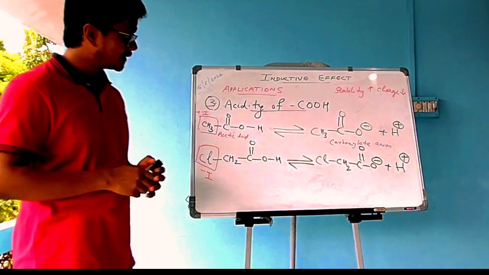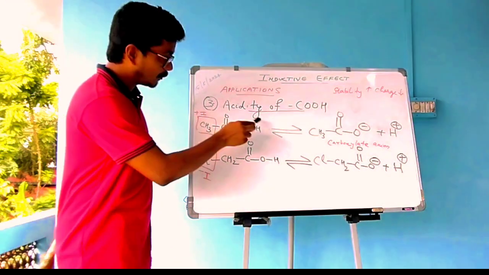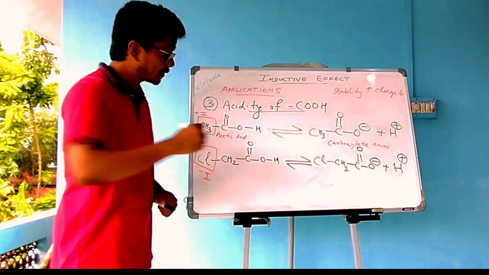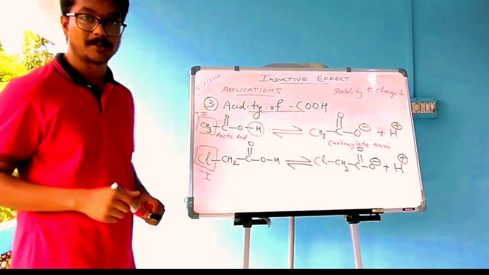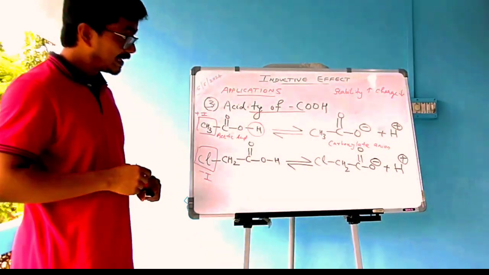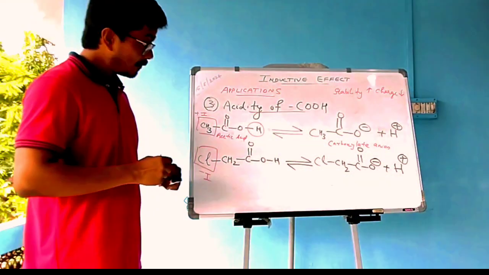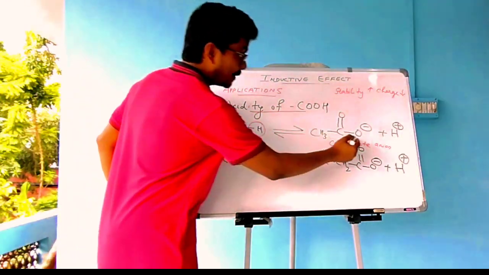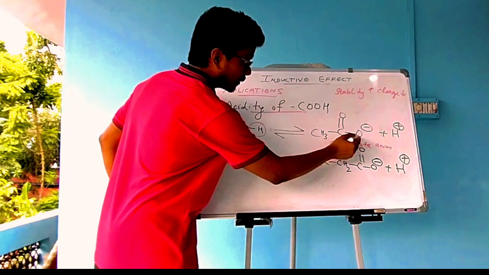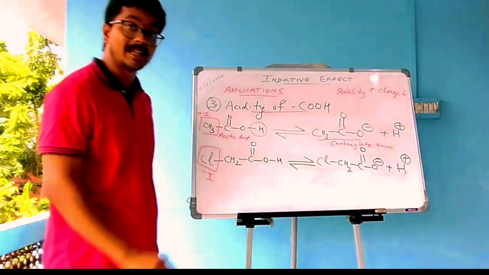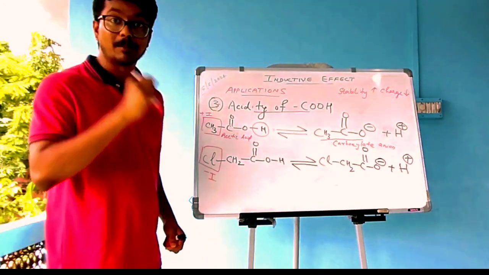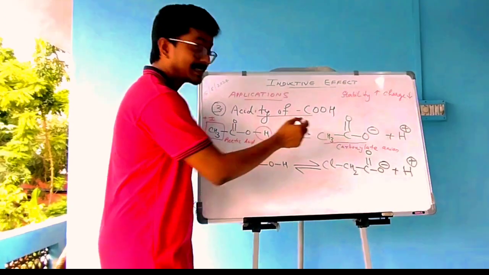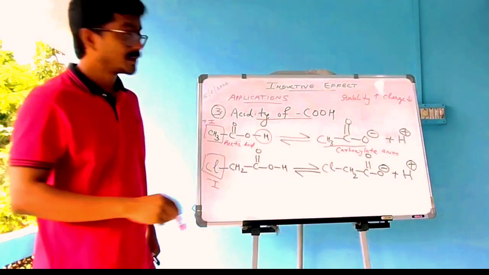The first factor is the capacity of the carboxylic acid to release this hydrogen as H plus ion. That's the first factor. The second factor is that if it releases this H plus ion, the stability of the carboxylate anion is very important. If it is not stable, the acidity also decreases.